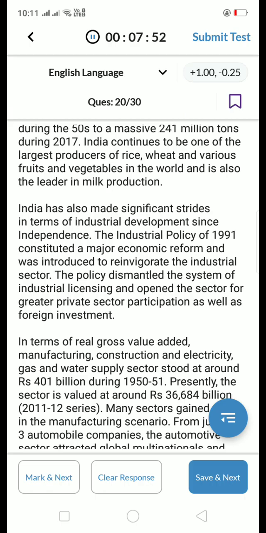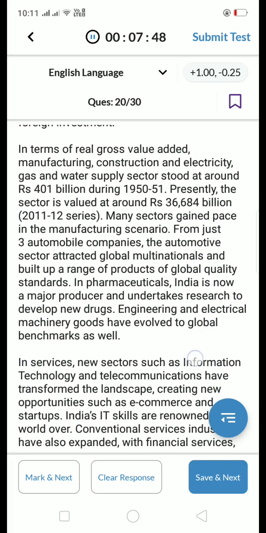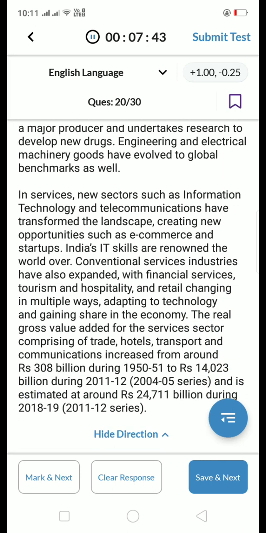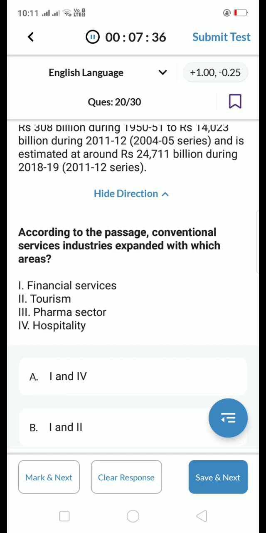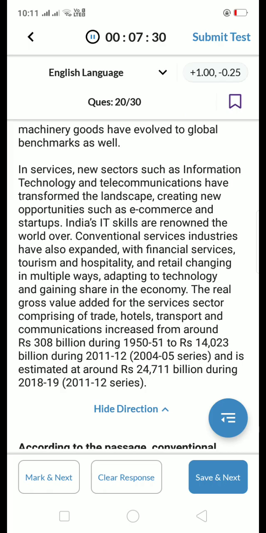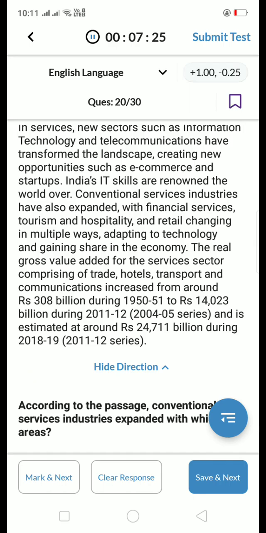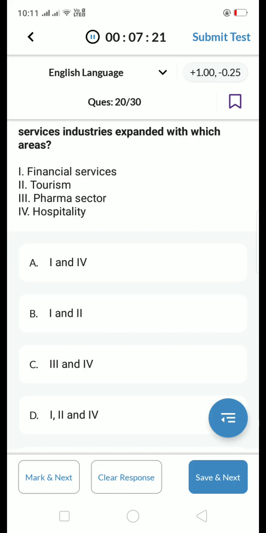Significant stride industrial development in terms of real water, engineering, in services, information, IT. Conventional services industries have also expanded with financial services, tourism and hospitality and retail changing. So financial services, tourism and hospitality. Pharma sector, financial, tourism, नहीं, pharma sector की बात नहीं हुई है यहाँ पे. So it's basically 1, 2 and 4 here.